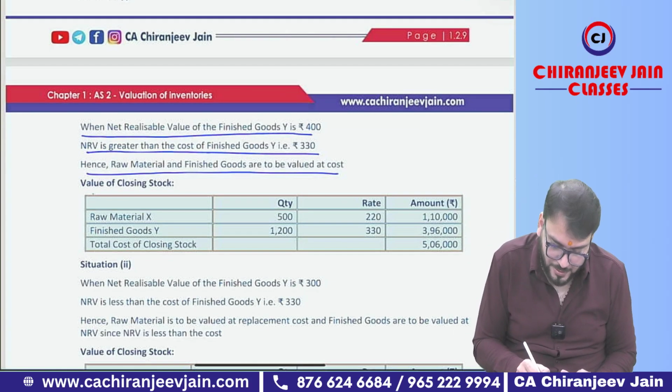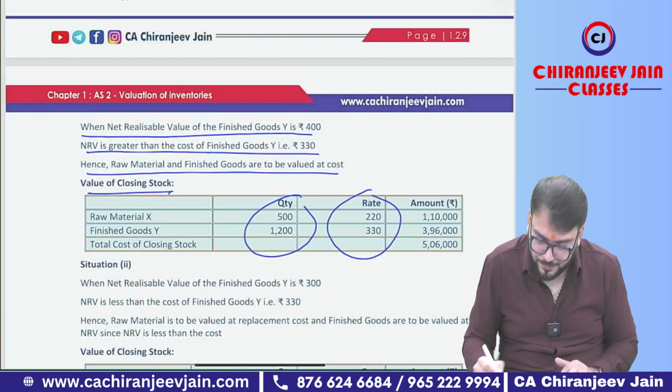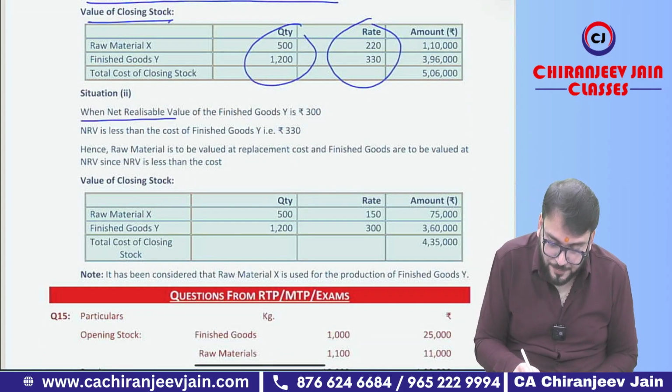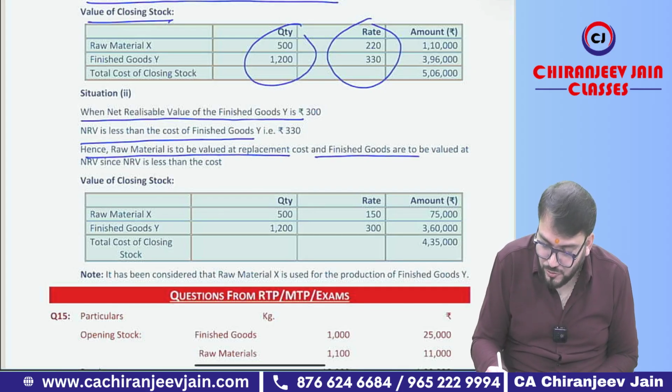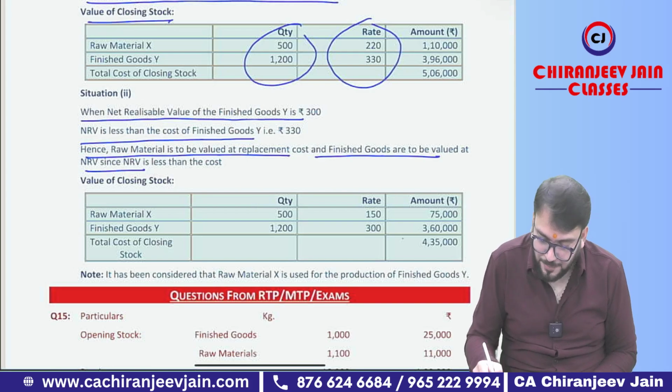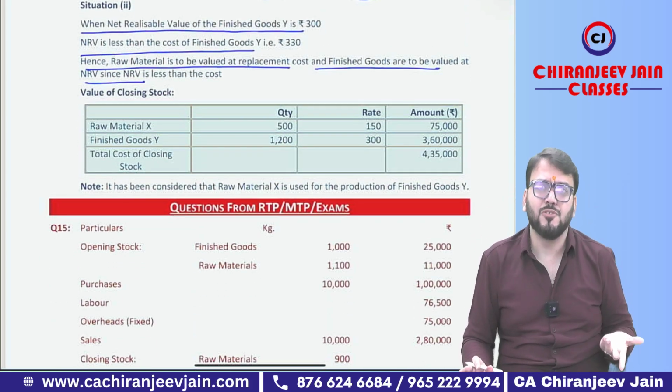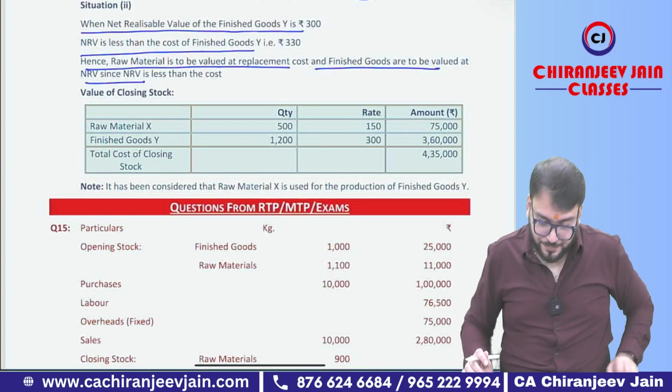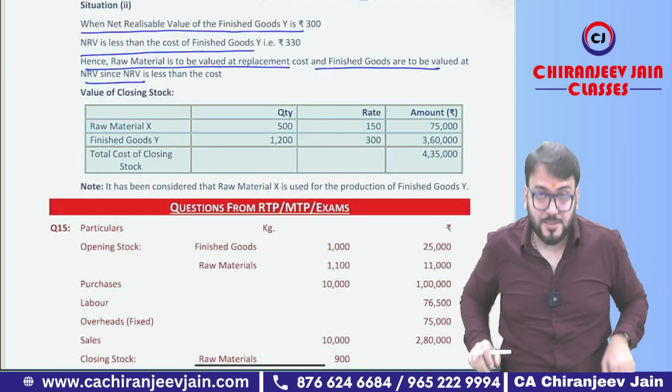Of course, it is correct. Value of closing stock. Then when NRV of finished goods is this much and NRV is less than cost price, hence raw material is valued at replacement cost and finished goods are valued at NRV. So they have given this. You can do in this way also. Okay, sir.